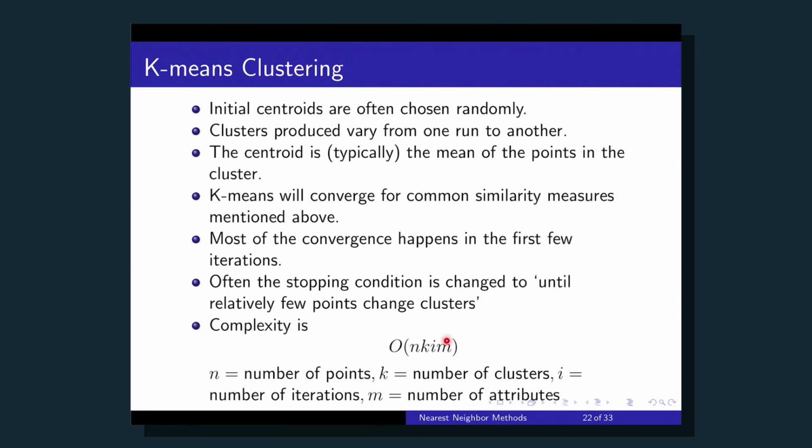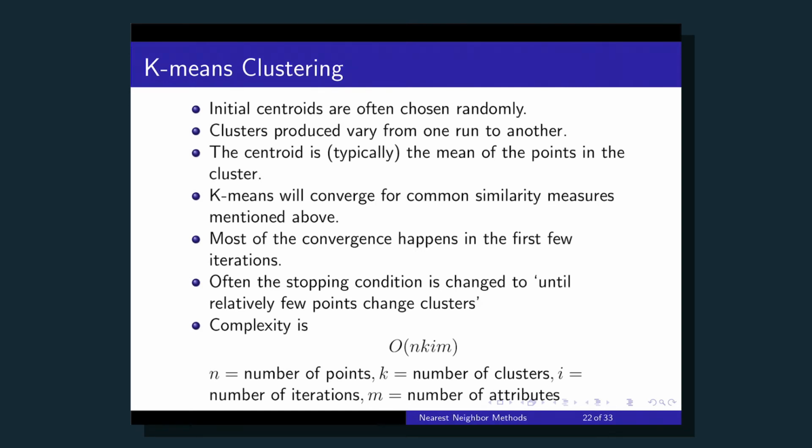M, again, is the number of attributes, and this comes in because you have to calculate distances between points, and the more high-dimensional they are, the more time it takes to calculate distances between them. K is the number of clusters, again, because you have to do this for every cluster separately. And N obviously is the number of total points, because you have to calculate the distance of each point to the centroid every time.